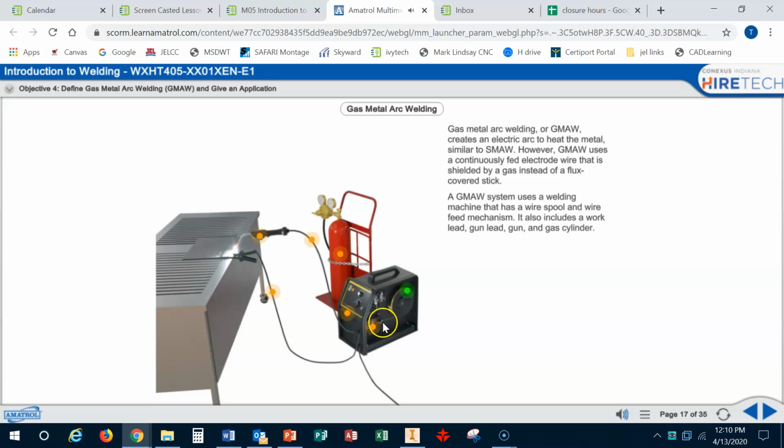Wire drive mechanism. GMAW welding machine. Gas cylinder. Gun lead. Gun. Work lead.